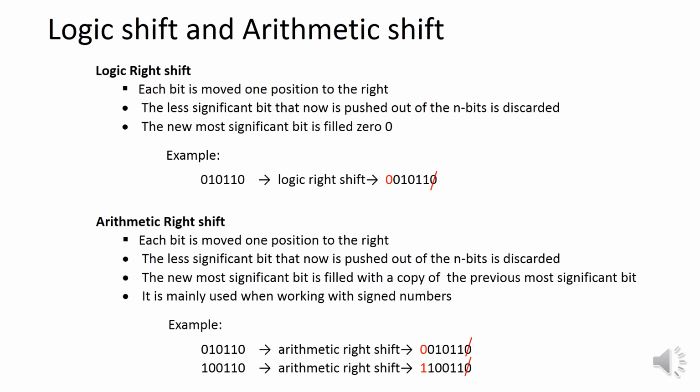So the difference is that in a logic right shift, the vacancy that is created at the most significant bit is filled with a 0, whereas in the arithmetic right shift, the vacancy is filled with a copy of the previous most significant bit. The arithmetic right shift is mainly used when working with signed numbers, because it has the advantage that it preserves the sign bit. In other words, if we did not repeat the most significant bit, either 0 or 1, the number would pass from positive to negative or vice versa. Remember that in a signed binary number, if the sign bit is 0, the number is positive, and if the sign bit is 1, the number is negative.